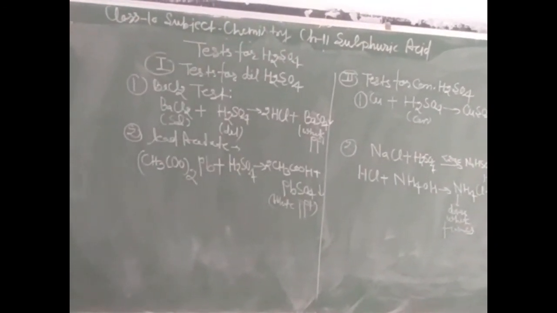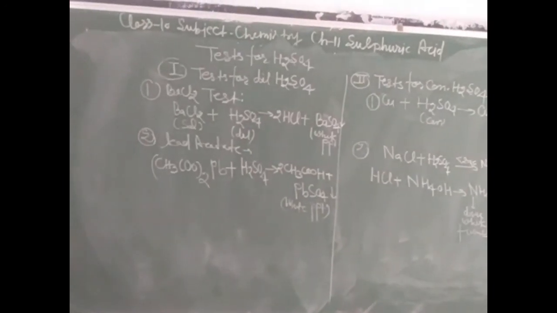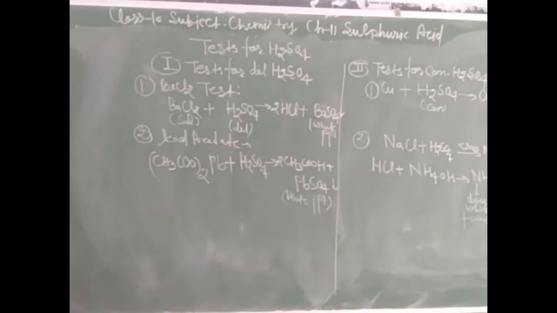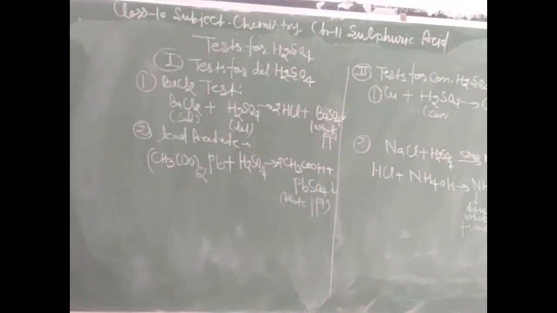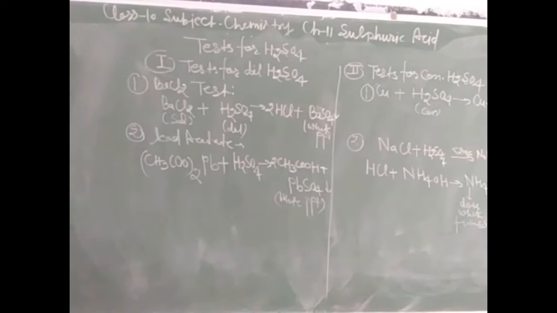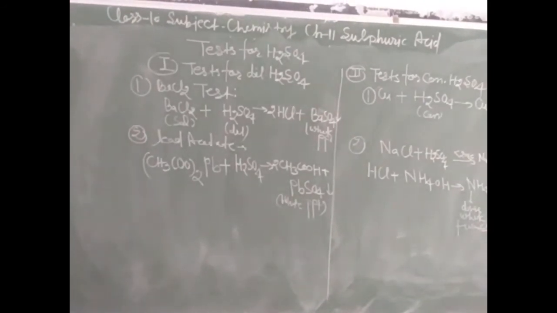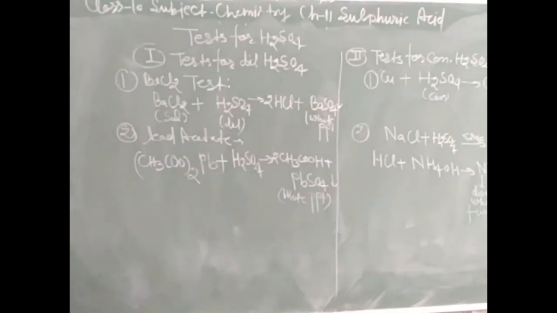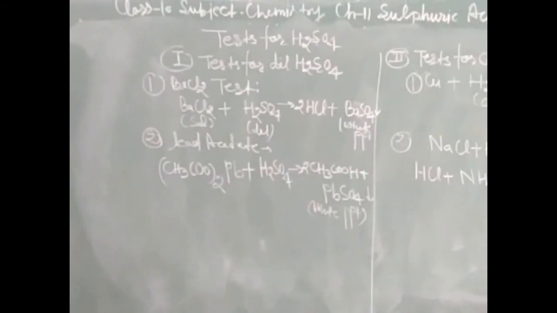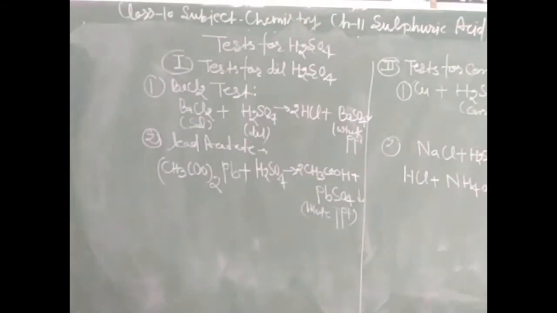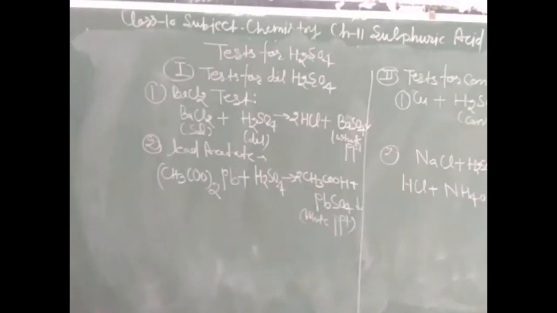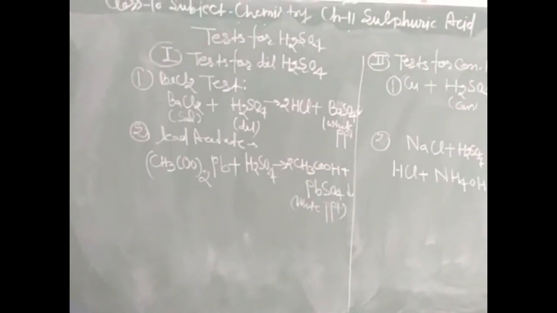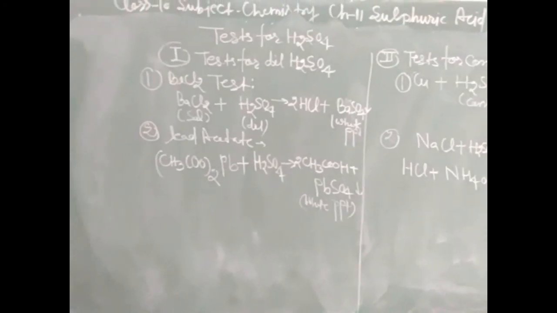First, the test of dilute sulfuric acid with barium chloride. We know that when dilute sulfuric acid is added to a solution of barium chloride, hydrogen chloride and a white precipitate of barium sulfate are obtained. Now the second test is with lead acetate. When sulfuric acid is treated with lead acetate, acetic acid and a white precipitate of lead sulfate are obtained.